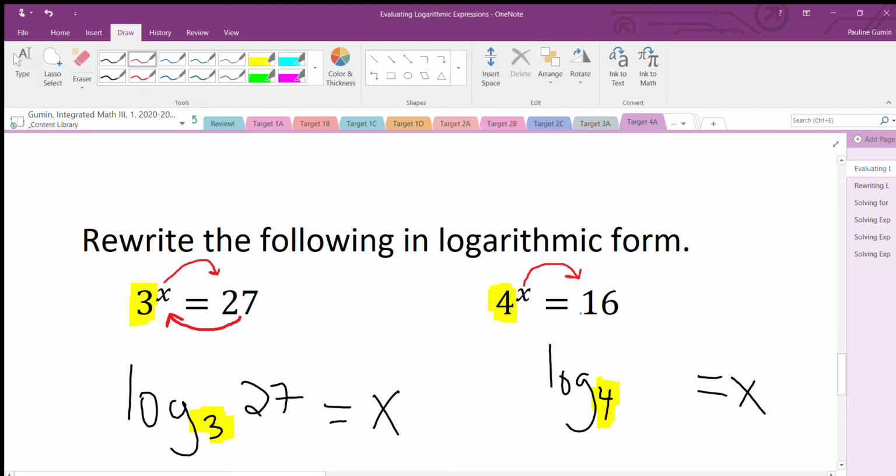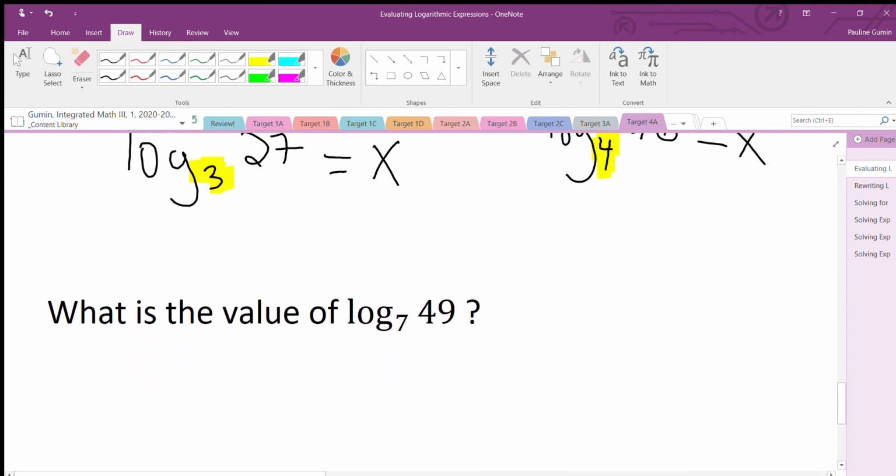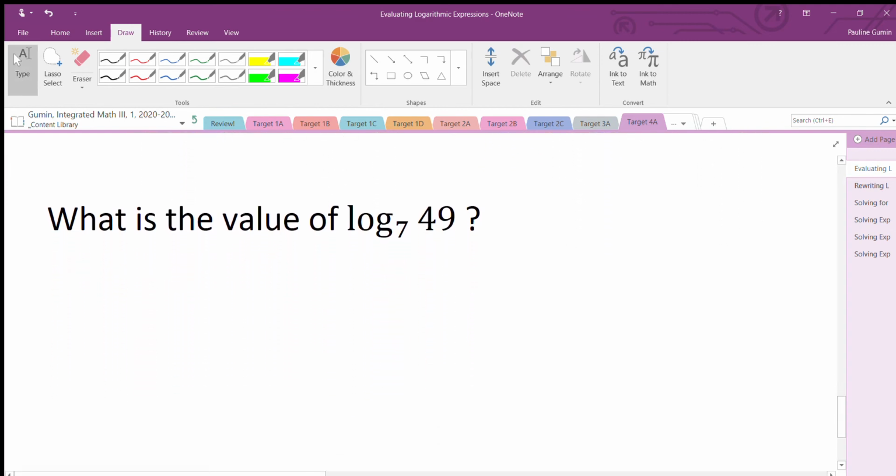And what was outside of my equal sign right here becomes part of the base. Log base 4 of 16 equals x. All right. Let's put that to some practical use. Let's find the value of log base 7 of 49.